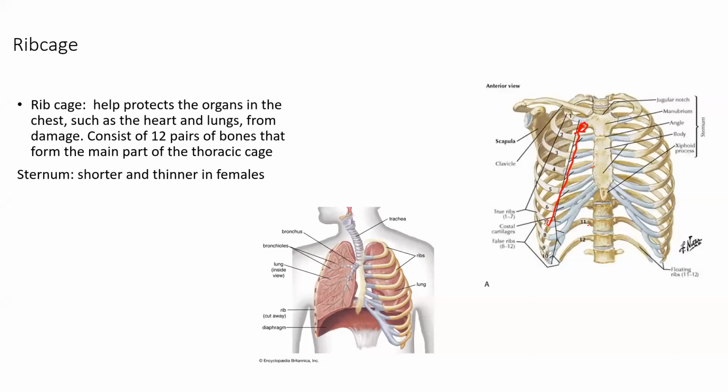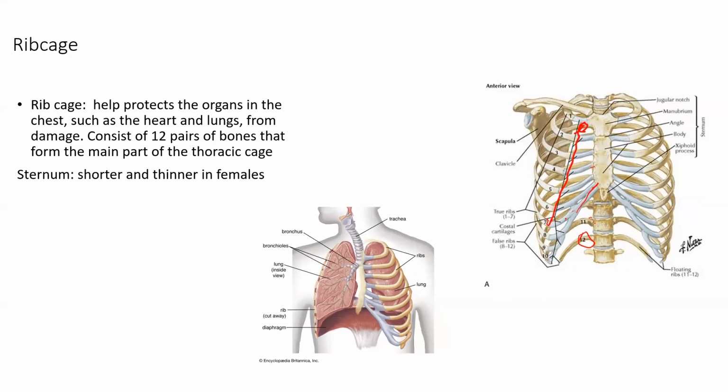No, excluding the 11th and 12th, the false ribs are 8, 9, and 10. They form indirect attachments to the sternum. First they combine through the costal cartilages, attach to the 7th rib, and through the 7th rib they attach to the sternum. And then the 11th and 12th ribs do not have attachment to the sternum; they only attach to the vertebral column.